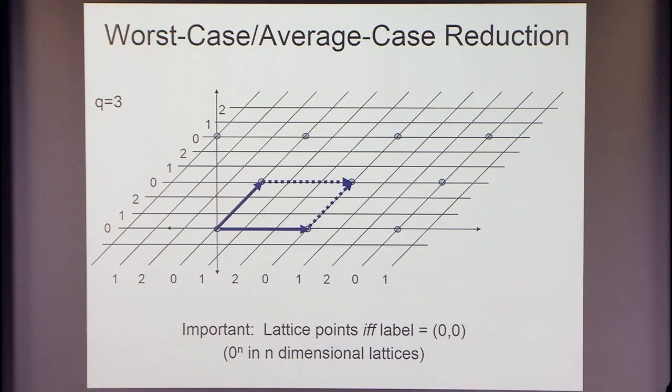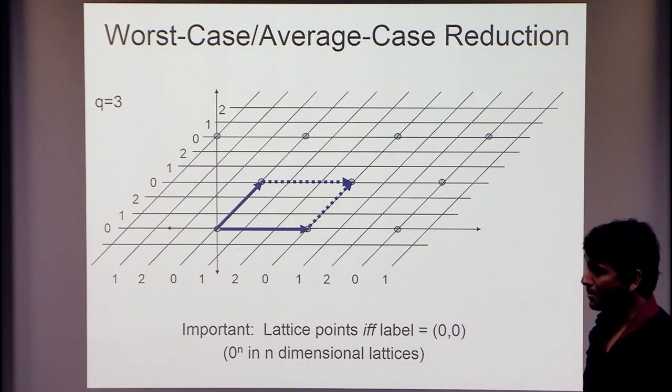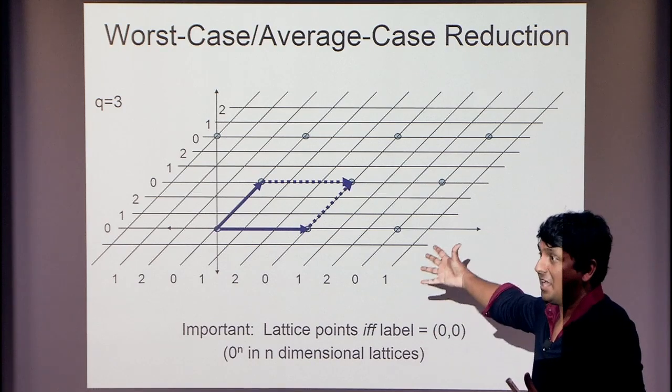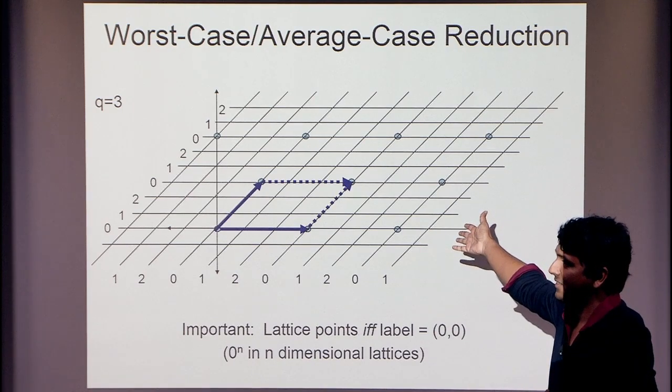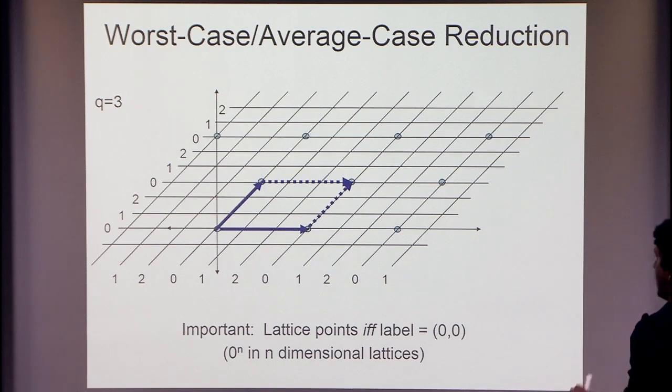So what do I want to generate? I want to generate a vector from q to the n, and here it is, q to the n. Right? Now what do I do?